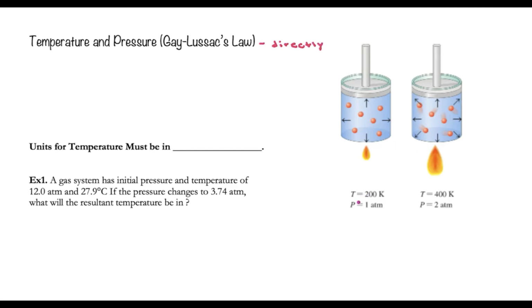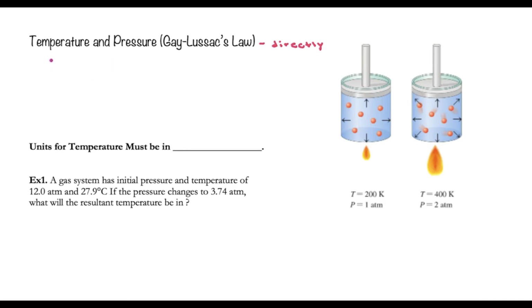So if I have a gas that's at 200 Kelvin and a pressure of 1 atmosphere, if I increase that temperature, what happens is the molecules are going to be moving more quickly. So as those gas molecules move more quickly, they're going to collide with the sides of the container more frequently and with more force, which is going to cause the pressure to increase. Notice one thing, and I will address this when I get to the combined gas law, but do notice that the volume is not changing if I'm using Gay-Lussac's law.